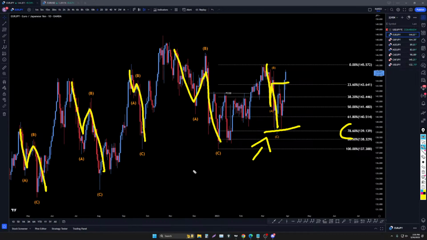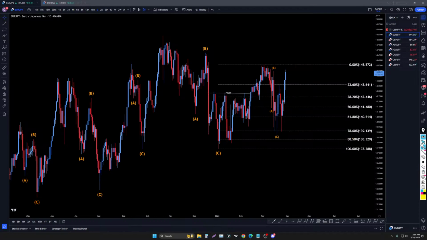As you'll notice, it definitely is making its way up. I think that this break of structure tells us that the correction is over, and that it is going to keep making higher highs and higher lows.